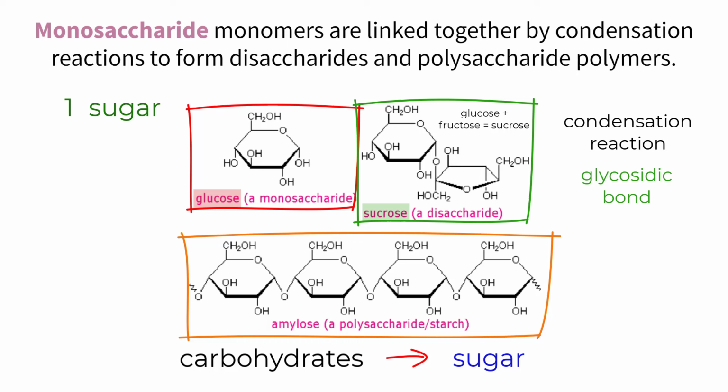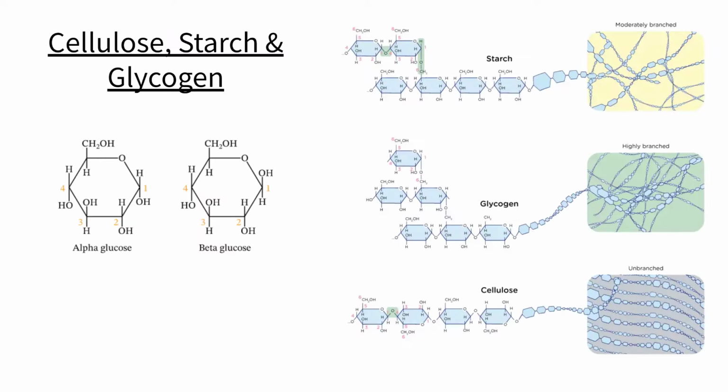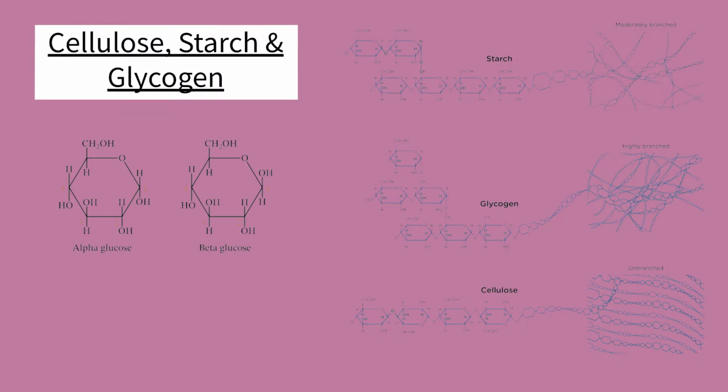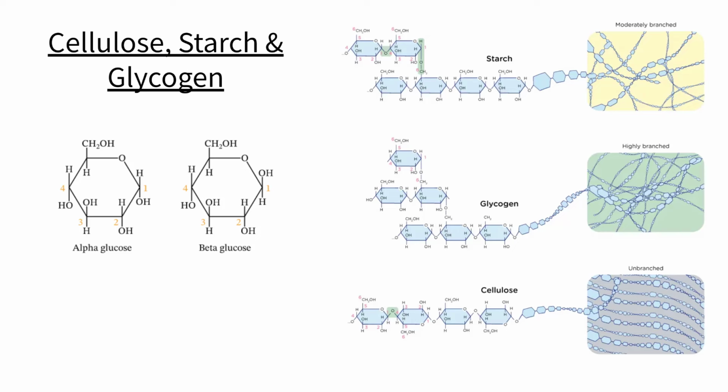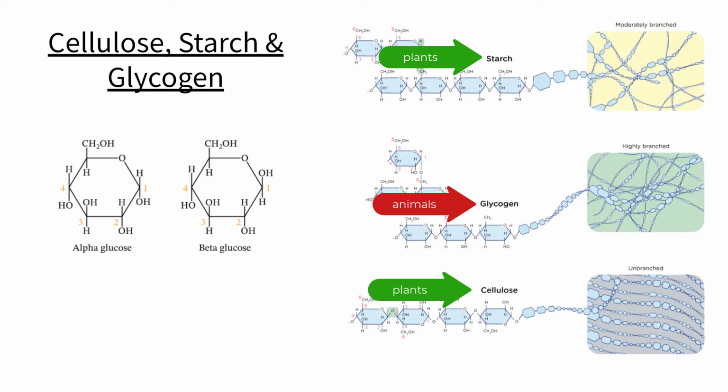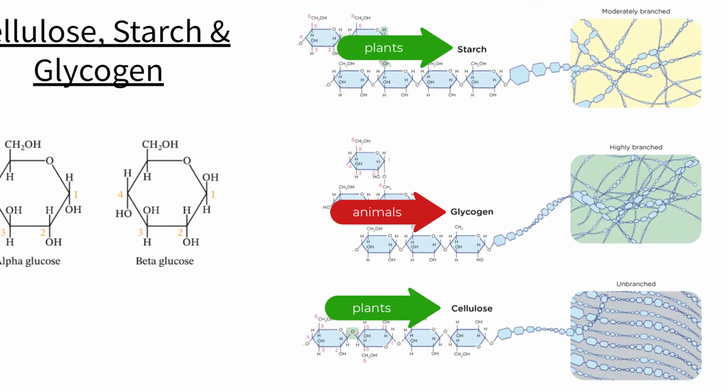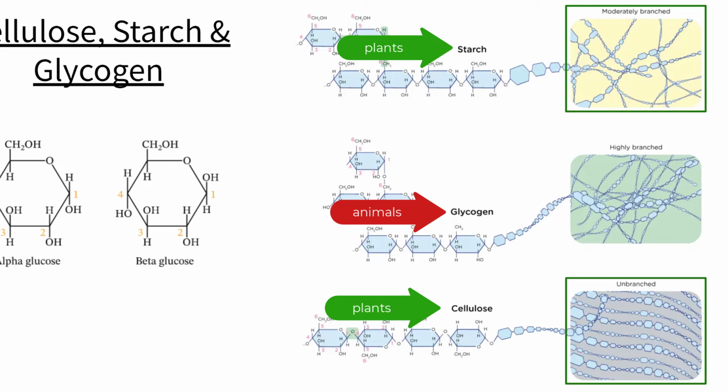These links can continue to add more sugar molecules to the chain, forming a larger polysaccharide structure, which we see here as amylose. Long-chain polysaccharides are commonly found in biological systems, and we need to know their structure and also what types of organisms make them. There are three broad categories of large carbohydrate molecules, which are starch, glycogen, and cellulose. Starch and cellulose are only made in plants, while glycogen is made in animals. And looking at a few structural differences, we can see that cellulose structures are unbranched, starch structures are moderately branched, and glycogen is heavily branched.